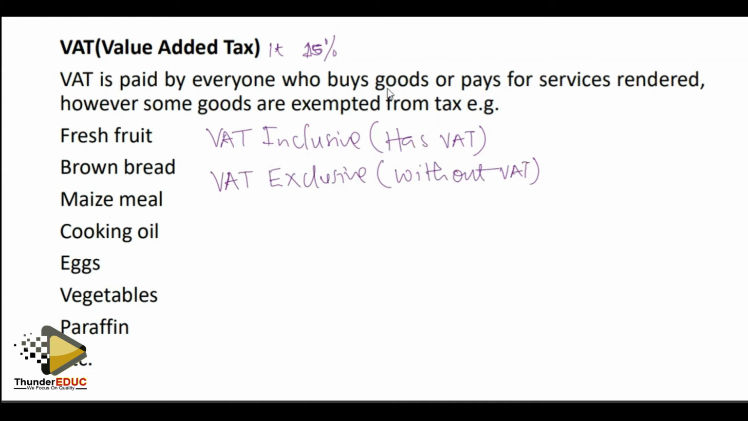Another term we shall use here is VAT exempted. VAT exempted items. Some of the VAT exempted items include fresh fruits, brown bread, maize meal, cooking oil, eggs, vegetables, paraffin, diesel, and pilchards. All those items don't have VAT. They are zero rated items. That's what we should know: zero VAT rated, VAT exempted.